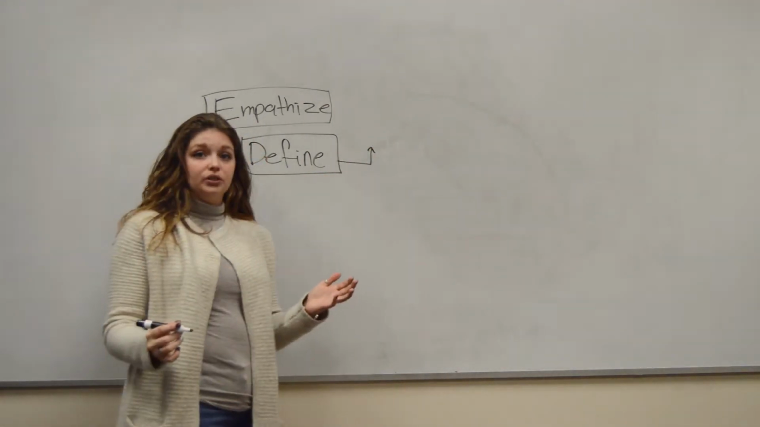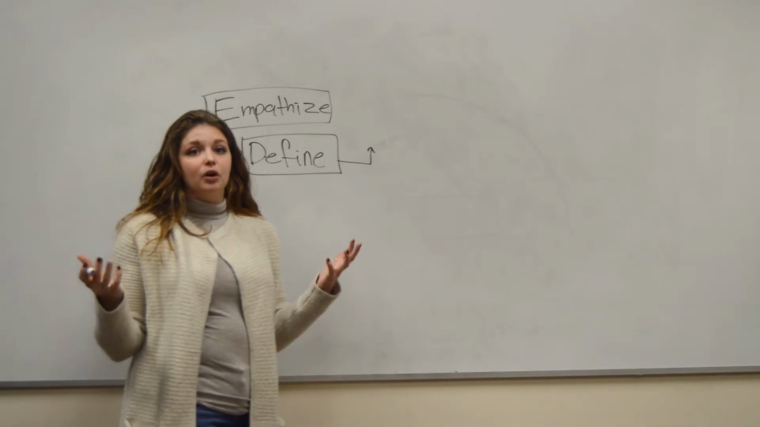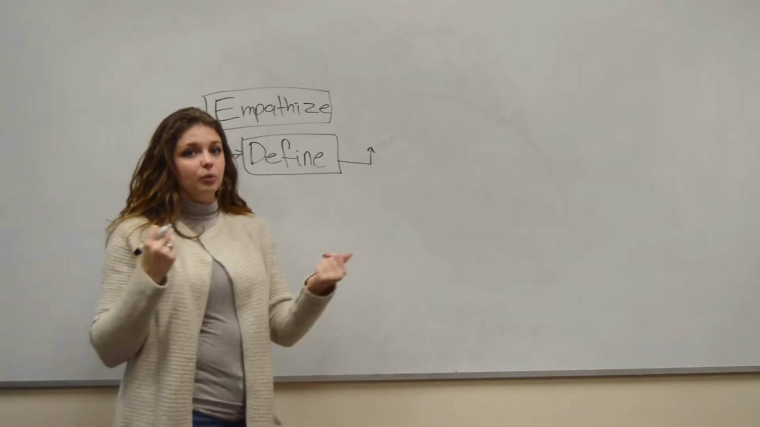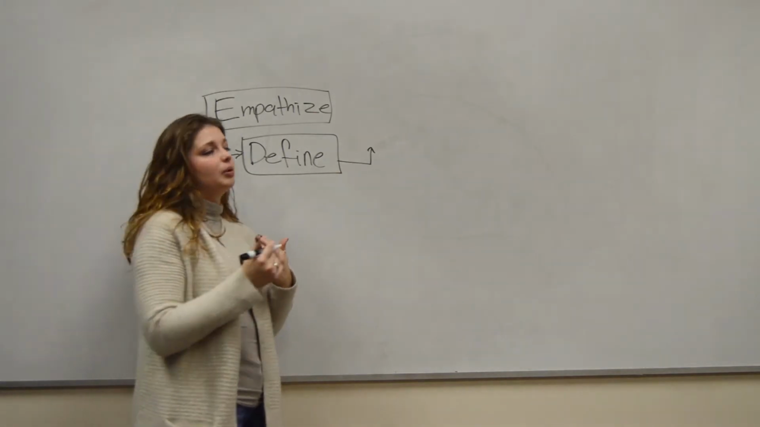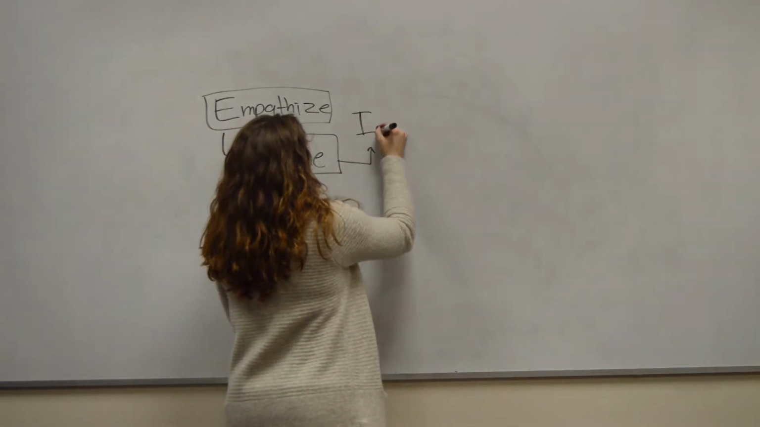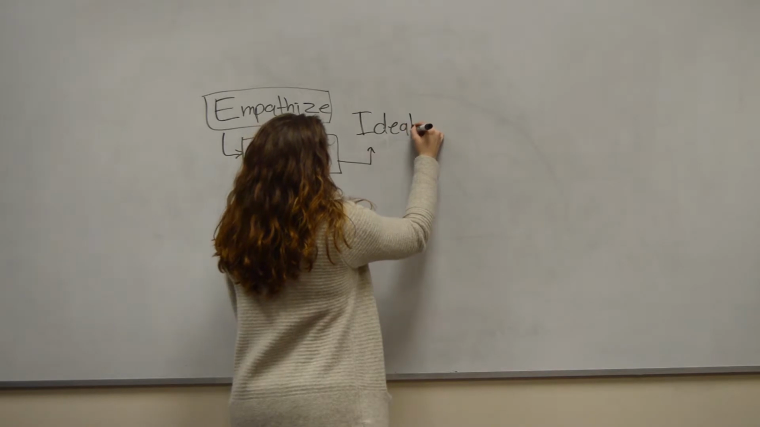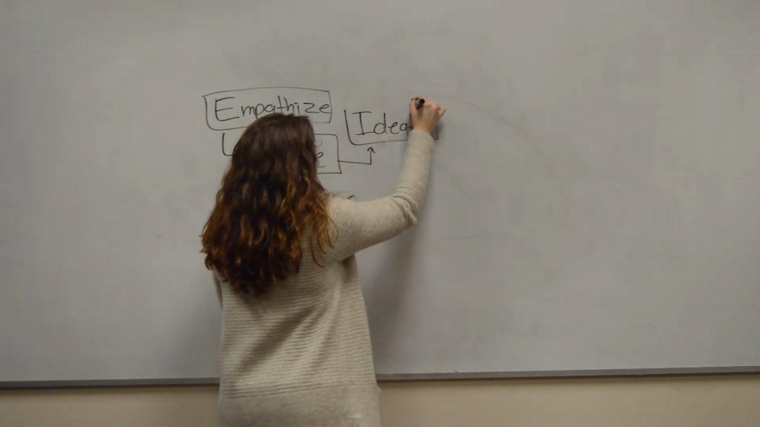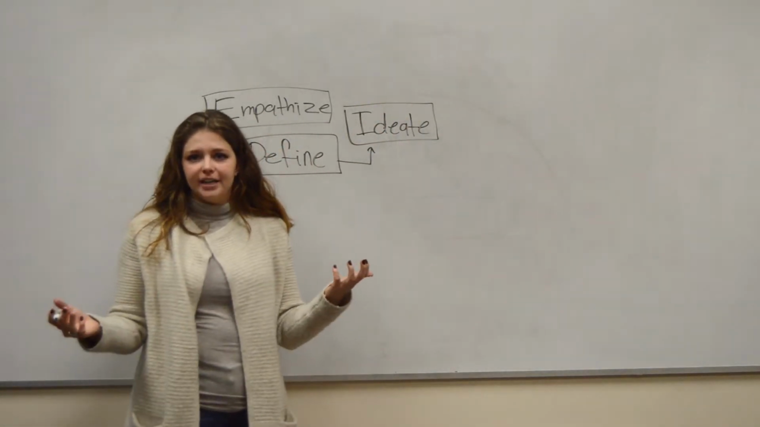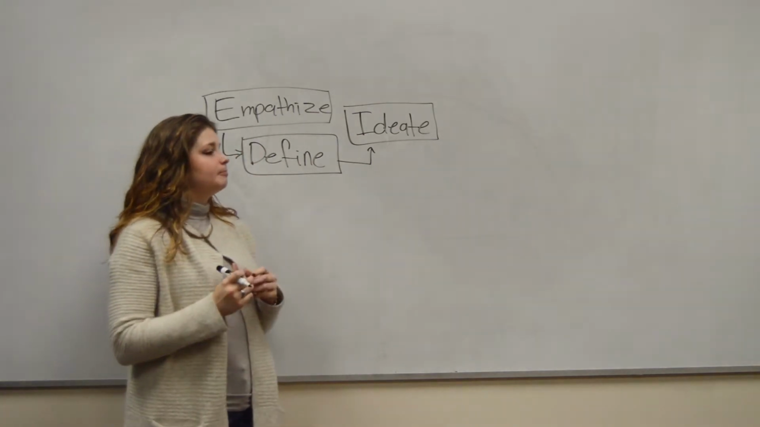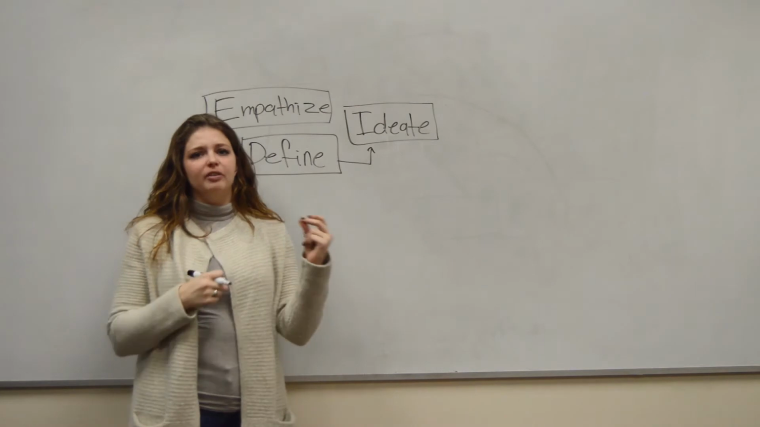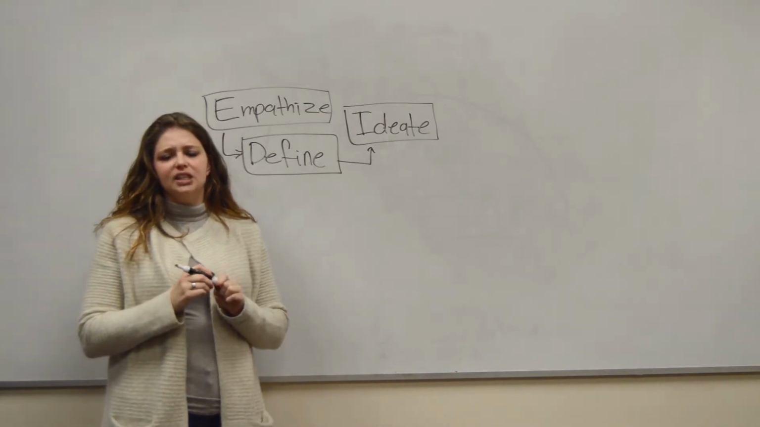So then, once you've defined it, you have to come up with solutions. And normally it would be called brainstorming, right? You just come up with all of these ideas, but in this process, the design school came up with the word ideate, which is the verb of idea, right? You're coming up with lots of ideas and discussing them with one another. It's just rapid fire, coming up with all of these crazy ideas that you can.